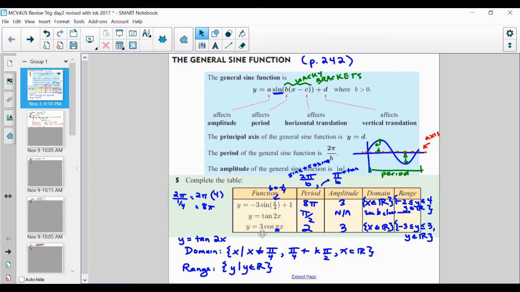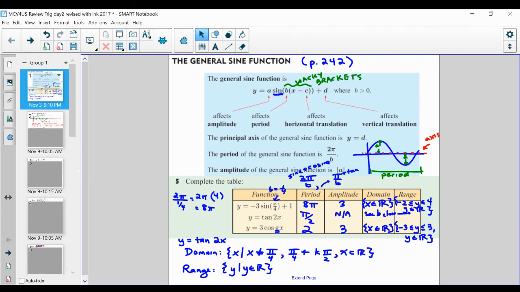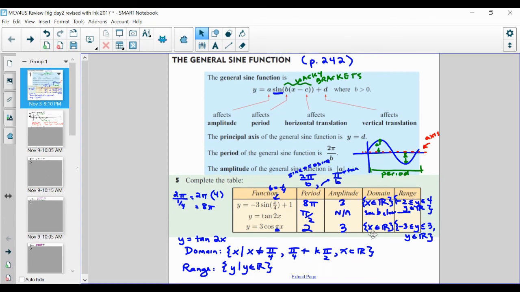For the cosine function here, the 3 represents the amplitude. The pi in front of the x is the b value. So when I go to calculate the period, I do 2 pi over pi, which just gives me 2. And the domain is x belongs to real. The range has a maximum height of 3 and a minimum height of -3. For tan, the tan function looks a little different, so we'll return to this after we've taken a look at the tan graph.